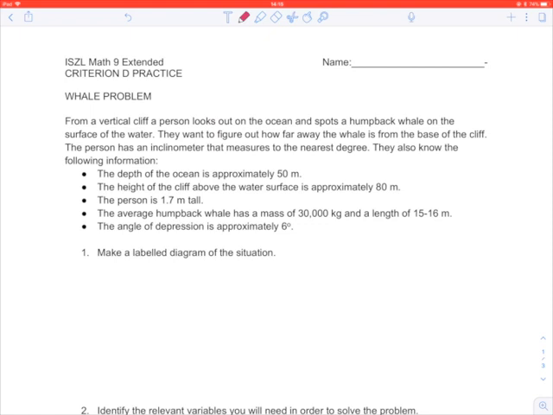This is a practice problem, criterion D. So you probably have one of these in front of you. If you don't, you can download it or just walk along with me. I wanted to show you what sort of things to look at with this. This would be similar to what you'll see on a real criterion D.